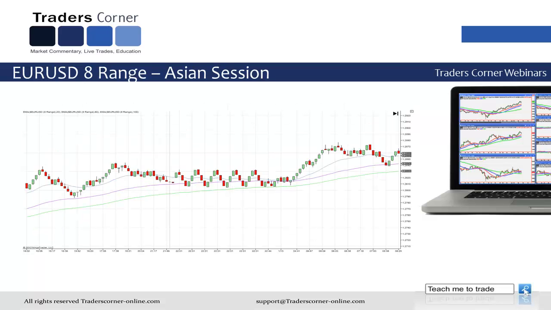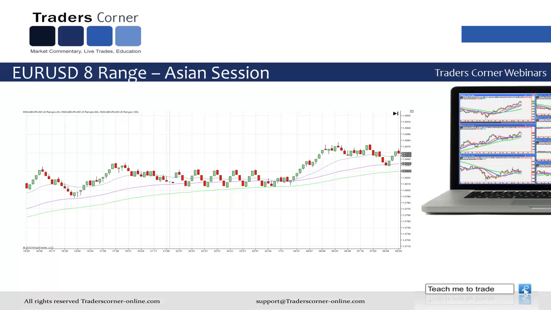If we now move along to an 8 range chart, this is for the same period in time. Now look at how much cleaner that price action is. If you were trading this session, you could decide to trade the very identifiable high and low of that particular range if you wanted to trade that way. We personally wouldn't do that because we trade in the direction of the trend.